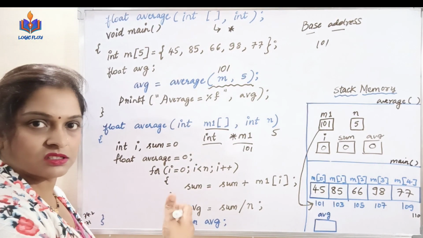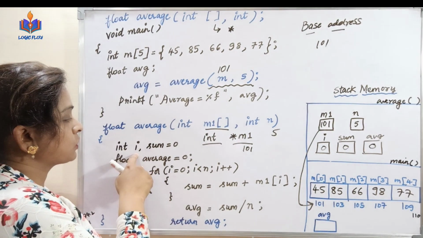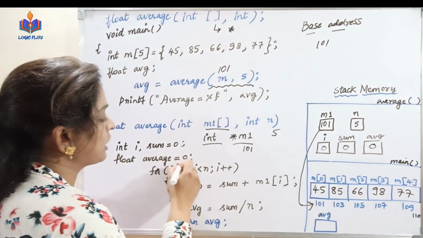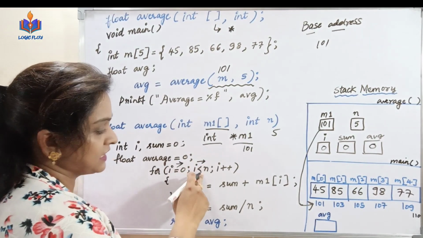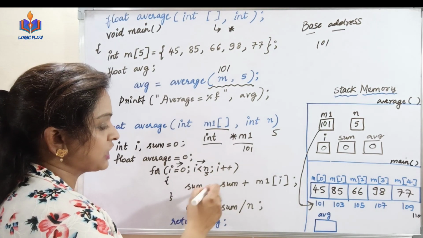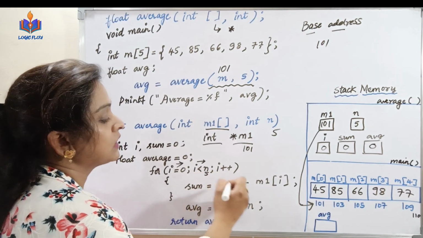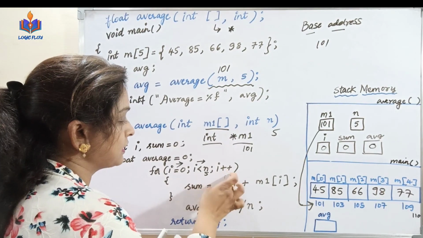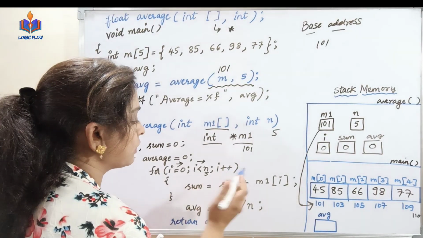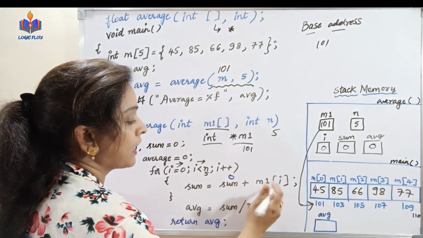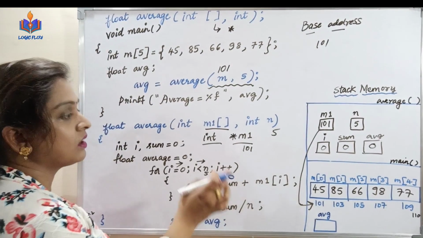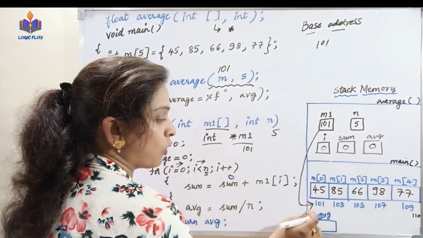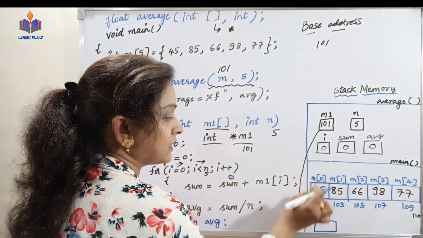We have seen this in the previous programs. So sum equal to 0, average equal to 0, I equal to 0, I less than N. N is 5. Condition true. Sum equal to sum plus 0, sum is 0. 0 plus M1. Here M1 is a pointer, right? M1 is pointing to 101. M1 of I, that is 0.